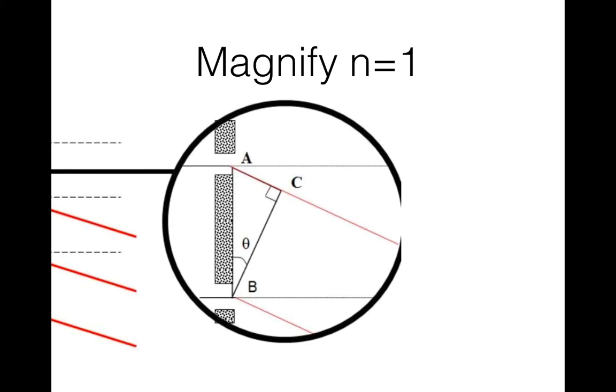Now, I draw a line from B to C. That line is perpendicular to the red beam at the top. And what happens then is we have 2 lengths in this right angle triangle. The first one is the distance between 2 adjacent slits, which is called d.